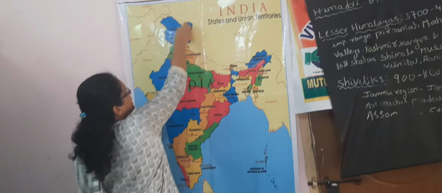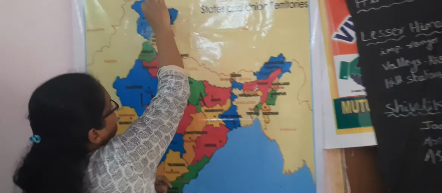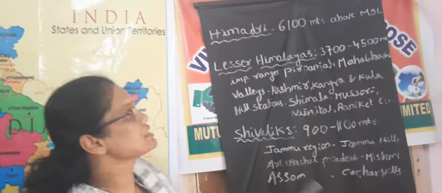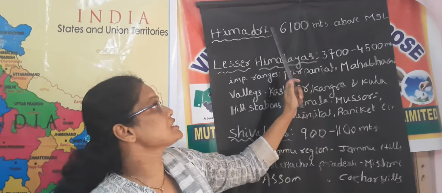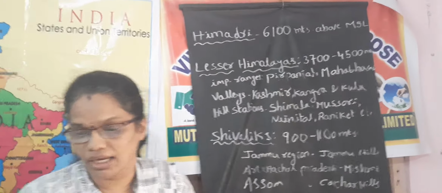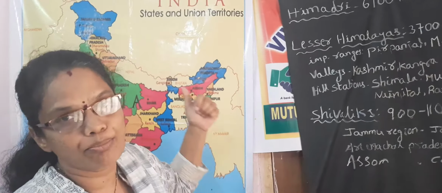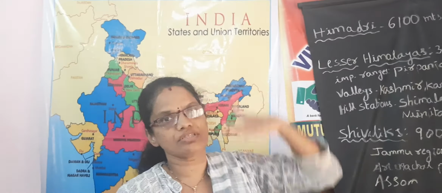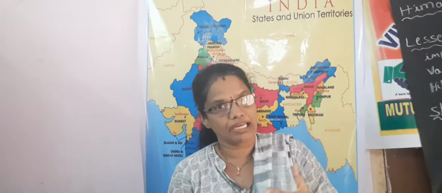These are the Greater Himalayas. They spread across India like this. The altitudinal range of the Greater Himalayas is 6,100 meters above mean sea level. Himadri's height is greater than that of the Lesser Himalayas and the Shivaliks, the Outer Himalayas. In Himadri only we find glaciers, and these glaciers are the sources of the perennial rivers.